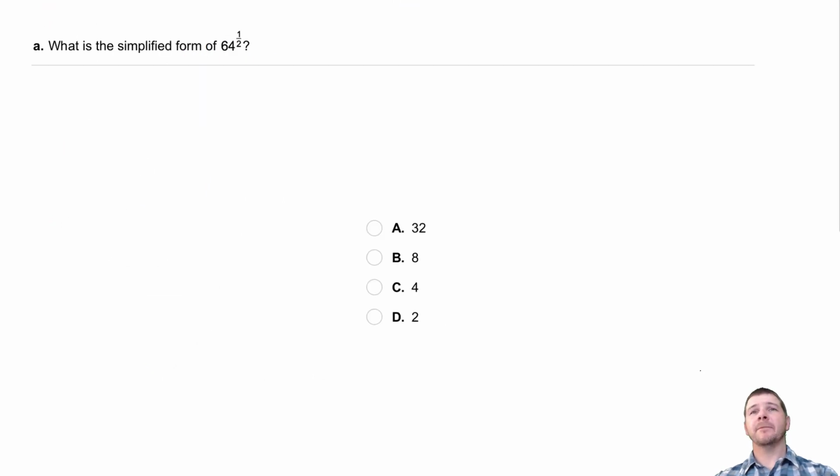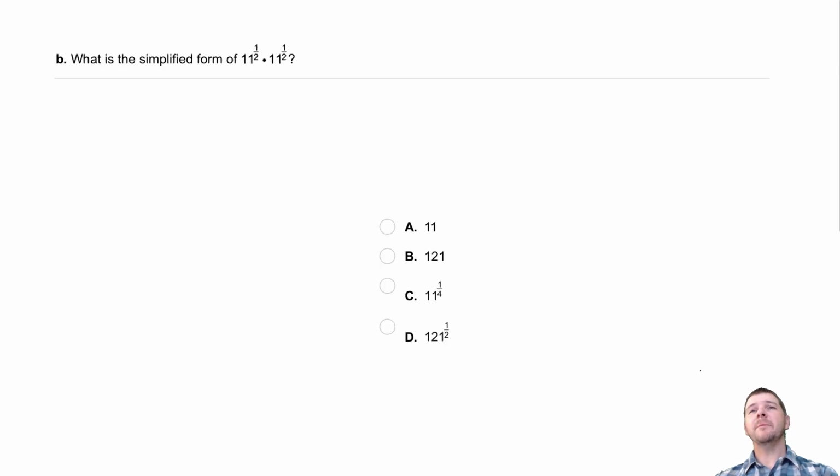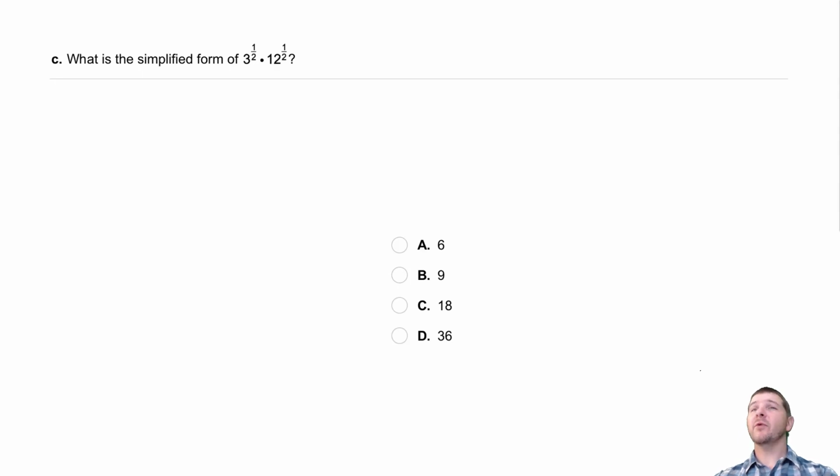Your turn, Part A. What is the simplified form of 64 to the 1/2 power? Part B. What is the simplified form of 11 to the 1/2 power times 11 to the 1/2 power? Part C. What is the simplified form of 3 to the 1/2 power times 12 to the 1/2 power?